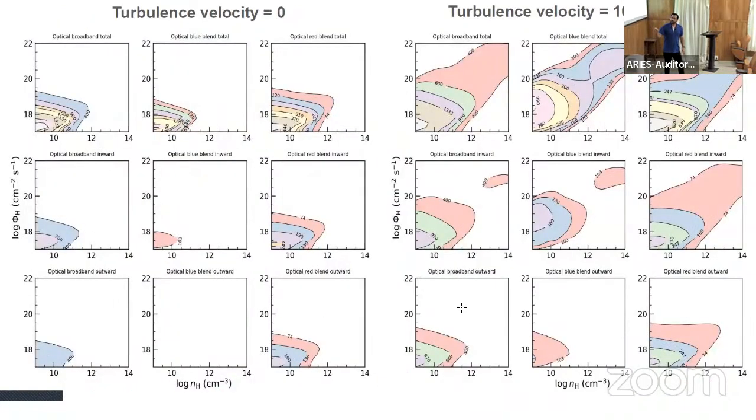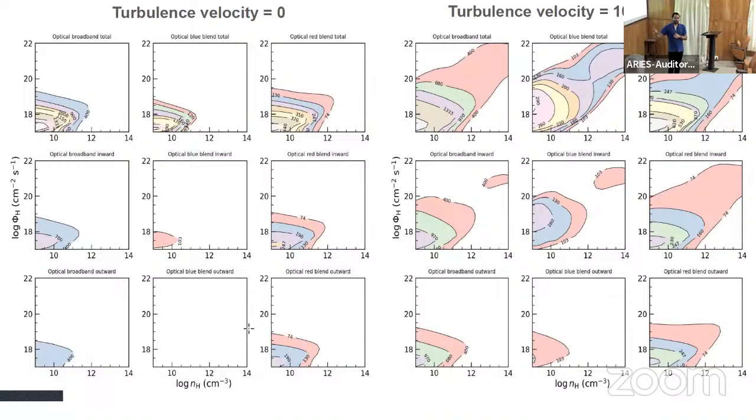Okay, so this is the same plot, but for the optical part. And here we have lots of problems because in the optical, our photoionization model does not produce enough Fe II. You can see it's concentrated in a very narrow region. With the turbulence, it can increase the range, but still the values are very low. And again here also for the outward, we don't have enough.